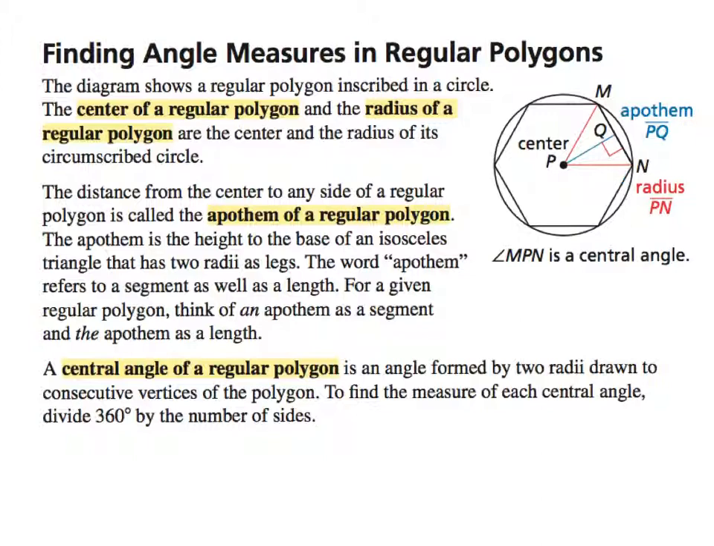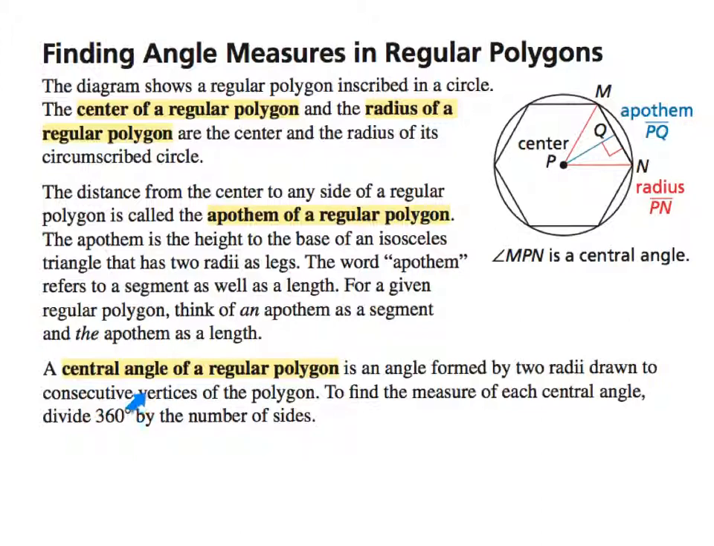For a given regular polygon, think of an apothem as a segment and the apothem as a length. So you're like, what? What does that mean? An apothem is actually a segment, but the apothem would also be the length. So if I ask for the apothem, you're going to give me a length. The apothem would be the segment itself.